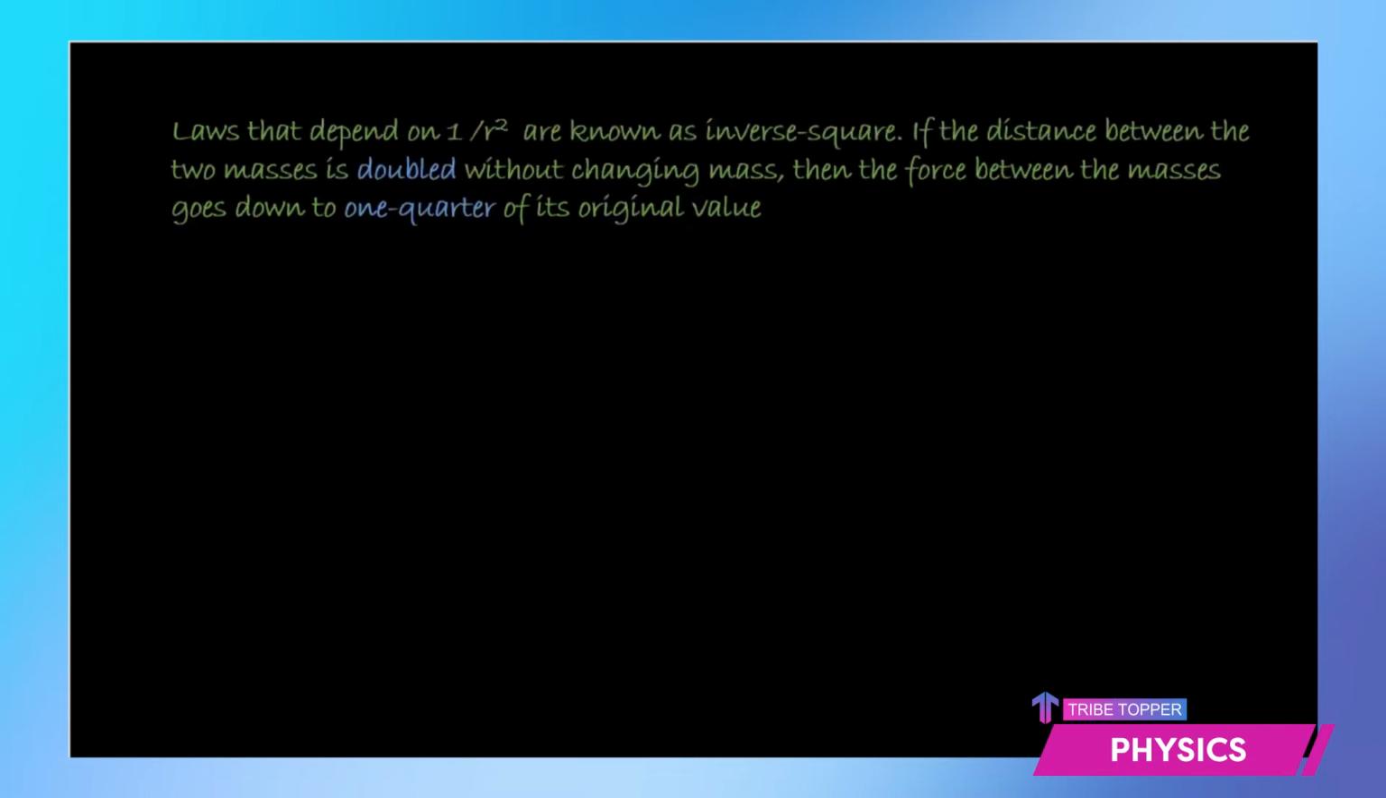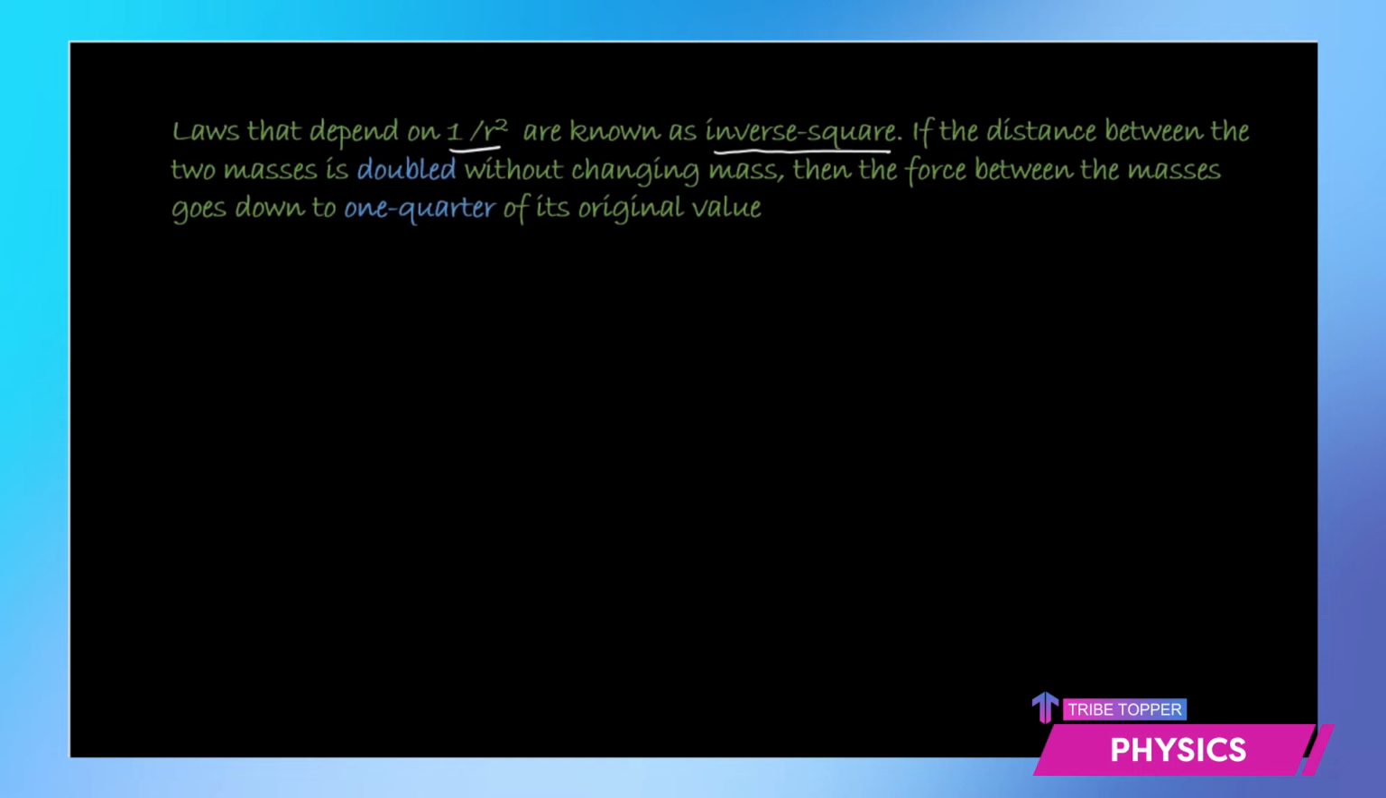Now, the laws that depend on 1 by r square, which vary inversely as the square of distance, are said to be inverse square laws. That means the gravitational force is an inverse square force. It varies inversely as the square of distance.